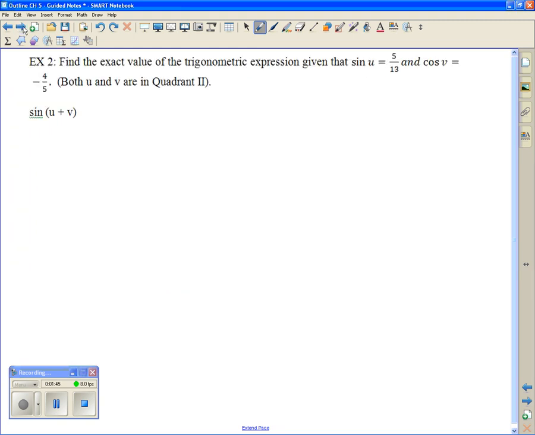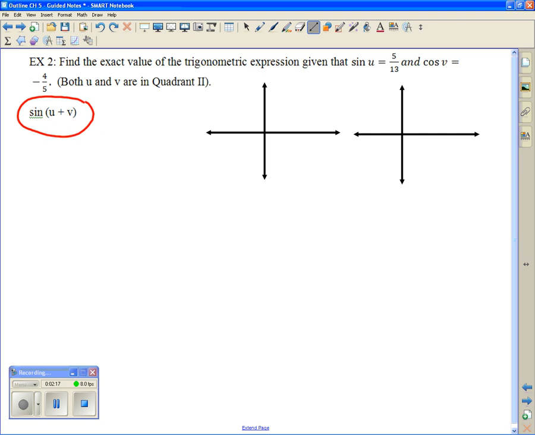Example 2. Find the exact value of the trigonometric expression given that sine of u equals 5 over 13 and cosine of v equals negative 4 over 5. Both u and v are in quadrant 2. So it's asking you to find the sine of u plus v. In order to do this, you need to be thinking, I hope you're thinking it, bow tie angles. So I am going to draw two different triangles because u and v are different angles.